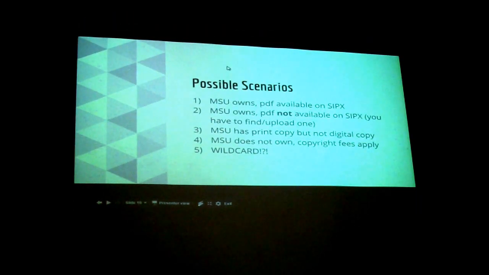The possible scenarios are: MSU owns the article or chapter that you're trying to upload, and the PDF is available on SIPX, and you'll see that. But sometimes MSU owns something, but the PDF is not available due to SIPX not having a direct partnership with that publisher. In that case, you would have to provide your own PDF and upload it into SIPX. Another scenario is that MSU has a print copy, but not a digital copy of the article, and in that case, if you really wanted it available through SIPX, you could copy it and upload it.